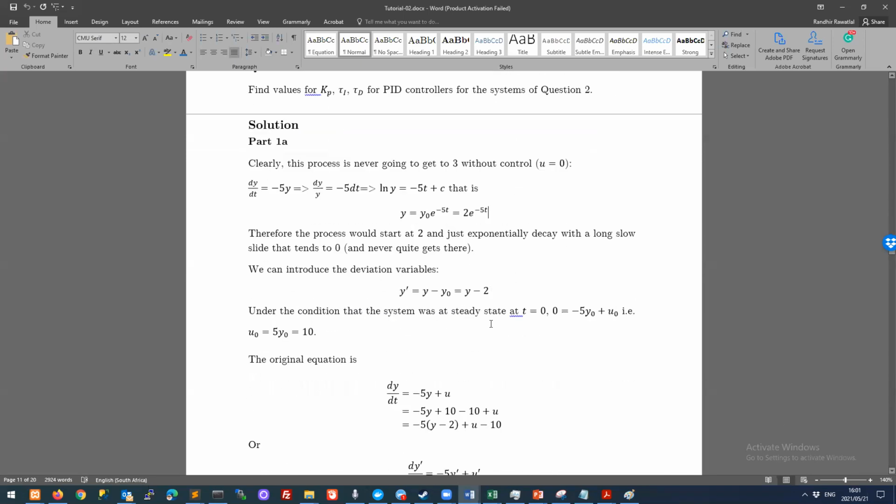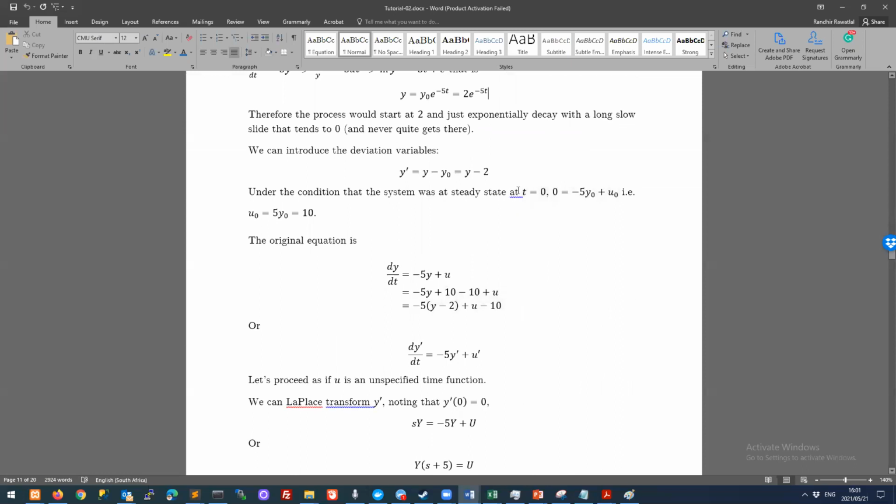So let's see what we can do with that. We know we were at steady state initially. And so initially we were at some value of y, and we were at some value for u. We know that the value for y was 2. So you can just stick 2 in here, and then you can calculate u naught. That means we were at 10. So initially, for us to have been at steady state, our inlet must have been a 10.